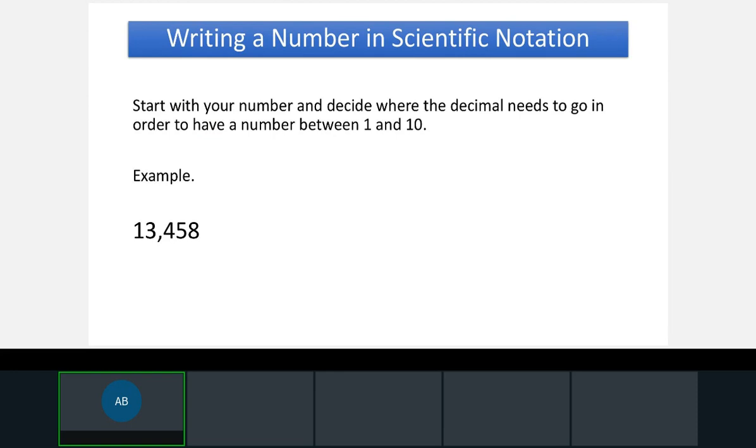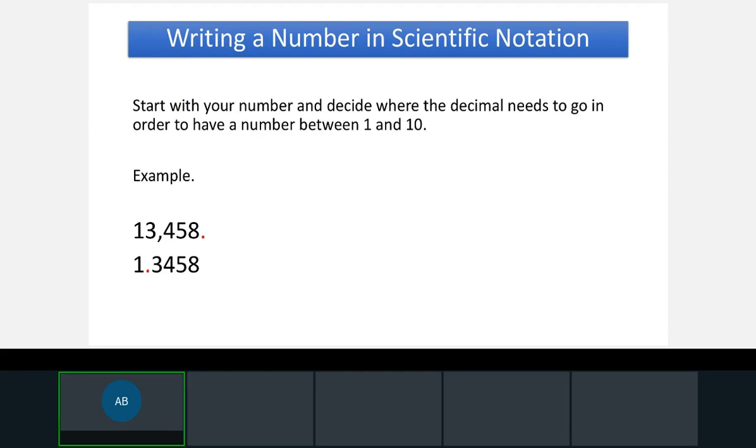Next, we would talk about how we take an original number and write it in scientific notation. So we would start with our number and decide where the decimal needs to go. I would ask students to contribute in the chat box here. Between what 2 numbers should I place my decimal?